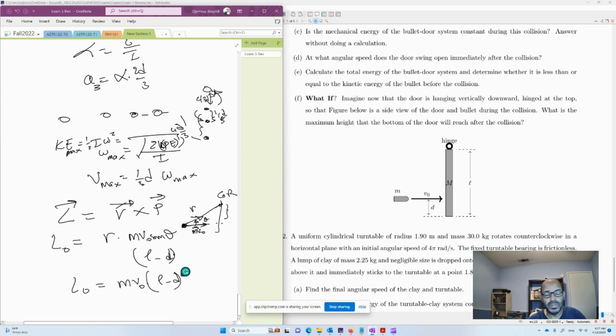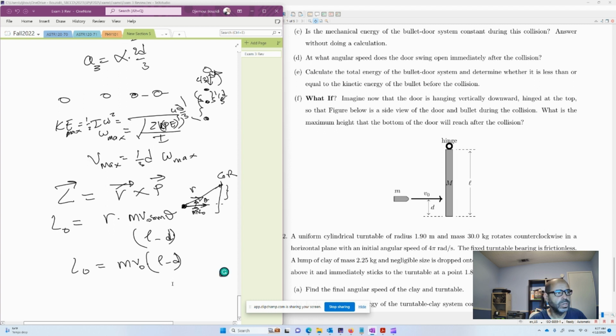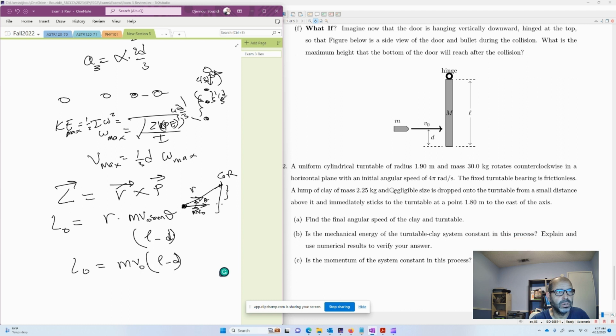So yes, it has a momentum, and you can compute it. The mass of the bullet is known. V naught is 1,000 meters per second. L is 1 meter, and d is 20 centimeters, 0.2 meters. So this is computable. Not just that it has it, but we can compute it. So that's how much angular momentum there is for the entire system.